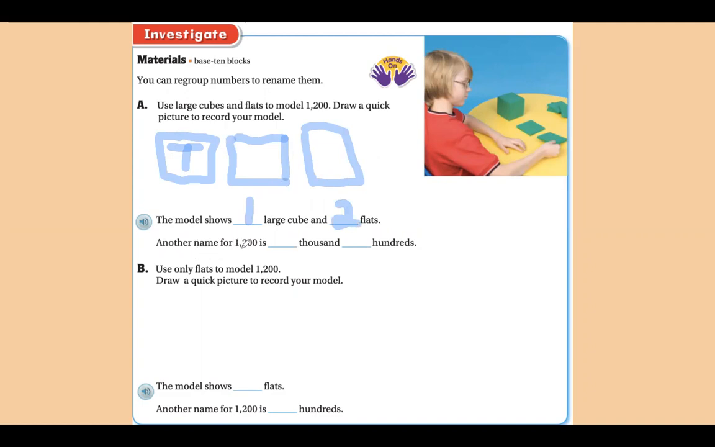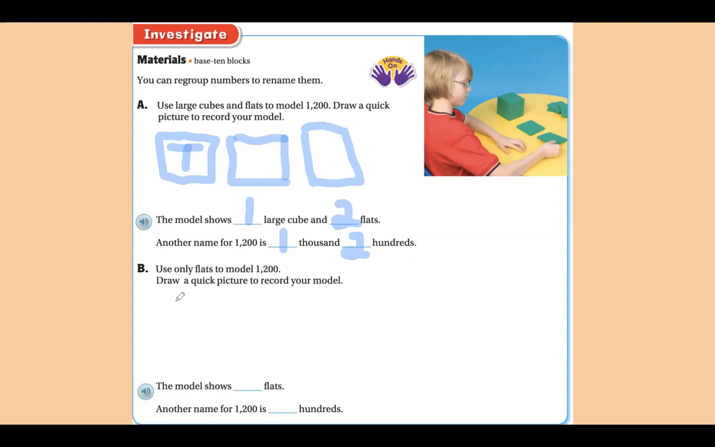So another name for 1,200 would be 1,000 and 200s. So this is another name we could call 1,200. It's almost kind of like word form, right? But it does have a couple numbers. It's really just without the zeros.